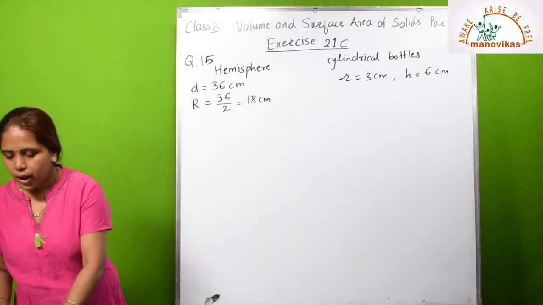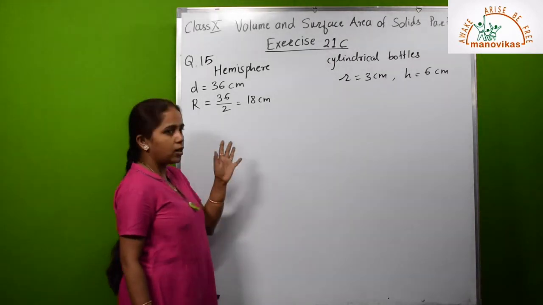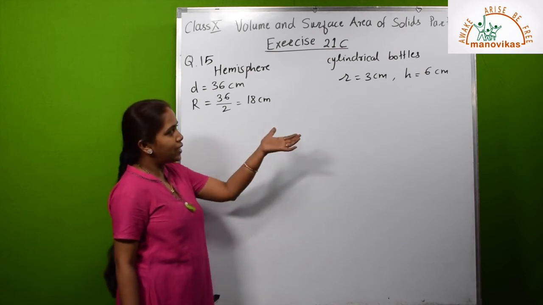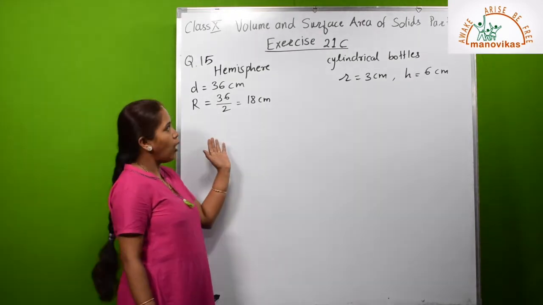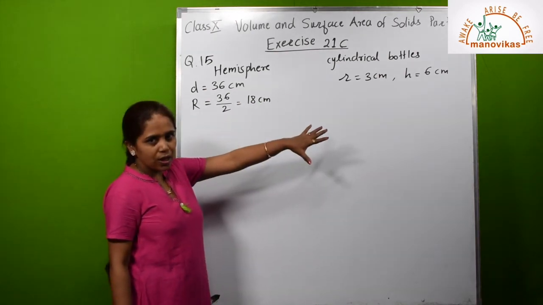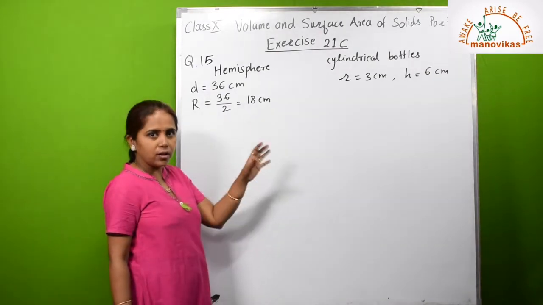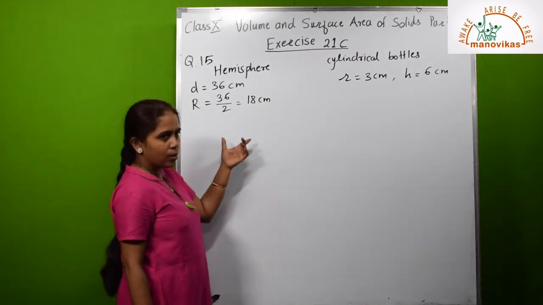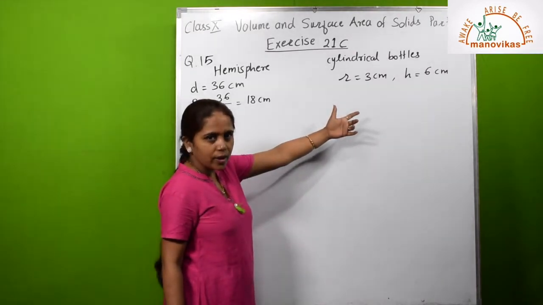Okay. Now in this, both the solid things are as it is, the hemispherical bowl and the cylindrical bottles, but water is transferred from one solid to the other. From the bowl it is transferred to the cylindrical bottle. Again the shape is changed, but the volume of the water will remain the same. So the volume of the hemispherical bowl is nothing but the volume of the cylindrical bottles.